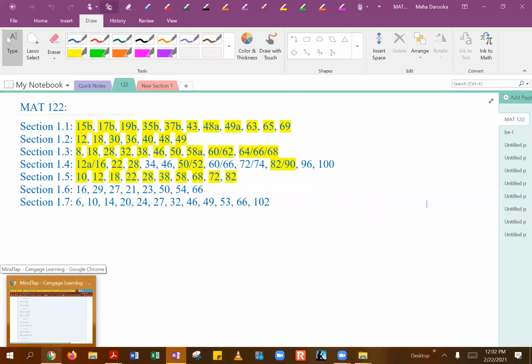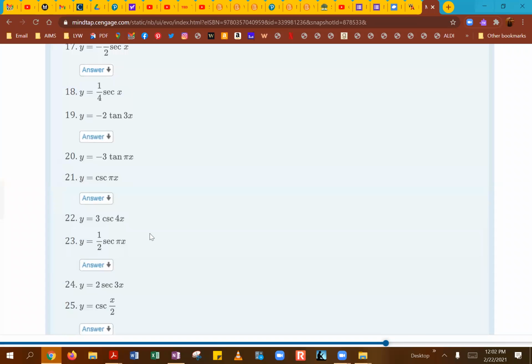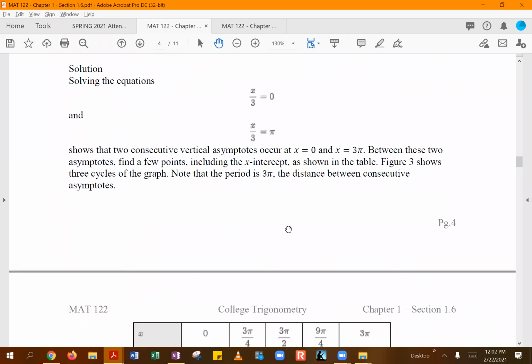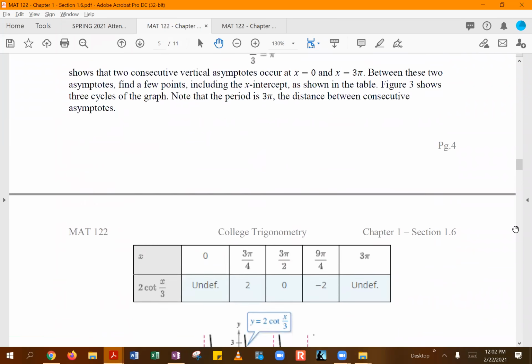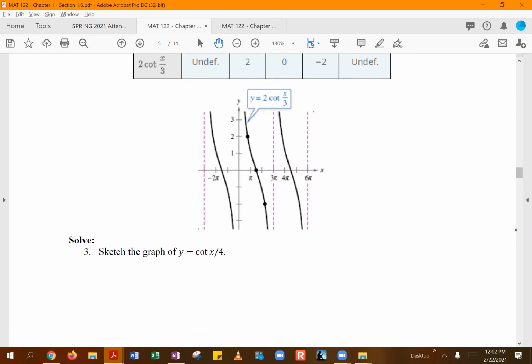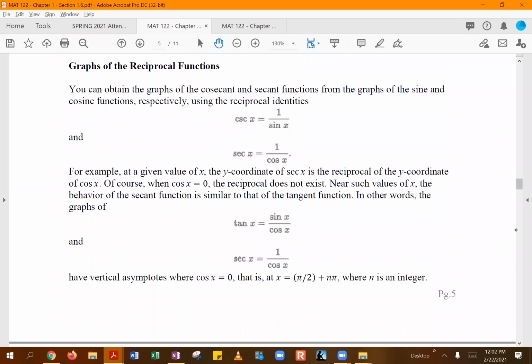So let's take a look at 21. Okay, so we're getting into the other reciprocal functions, cosecant and secant. So let's talk about that. Again, just a couple other types of examples, guys, to help you with these cotangent examples. If you've not seen the video lectures, go back and take a look at them again. So let's get into our cosecant and secant functions.